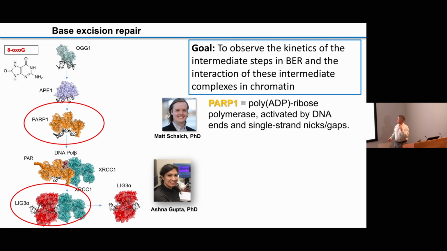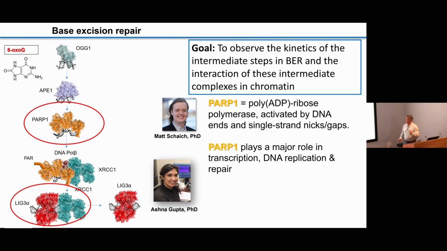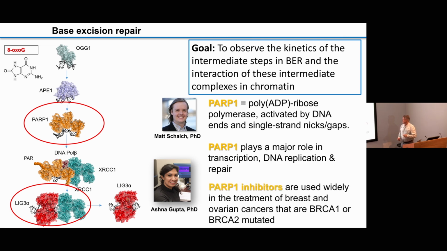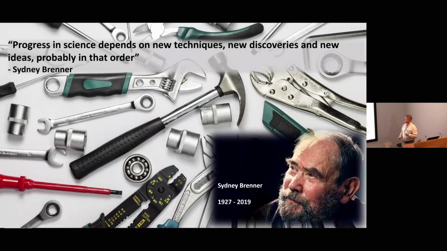It's activated by single-strand breaks and double-strand breaks. It's actually important in all DNA transactions: transcription, replication, and repair. And as many of you know, PARP inhibitors are used to treat BRCA1 and BRCA2 deficient ovarian and breast cancers. So it's an important target to study.